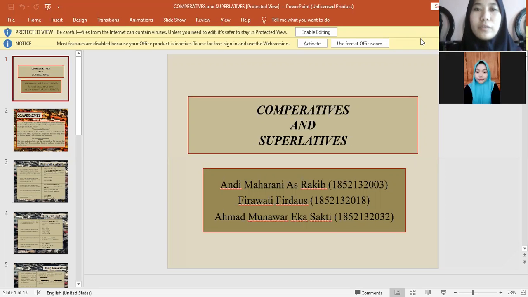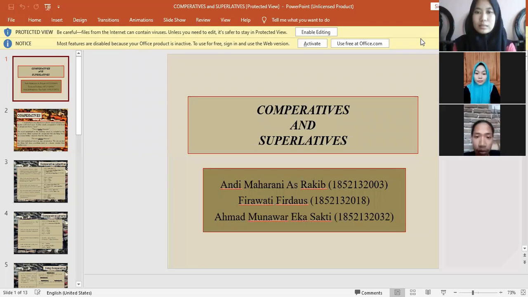I will introduce our group. My name is Firawati Teus as moderator and the second speaker. My partners are Andi Maharani Ais Rakib as the first speaker and Ahmad Munawar Eka Sakti as the third speaker. As you can see on the screen, our topic today is comparatives and superlatives. Let's get started. I will invite Andi Maharani Ais Rakib to explain the material.